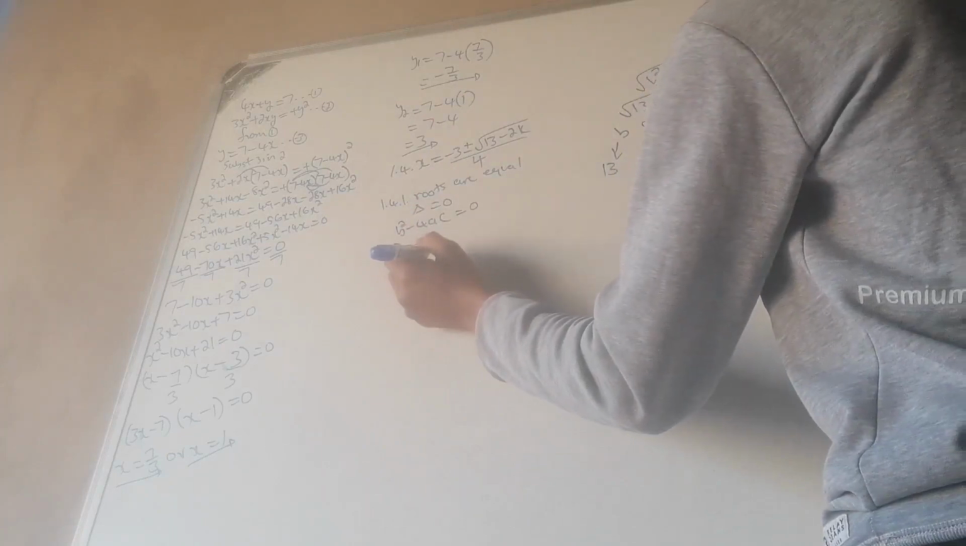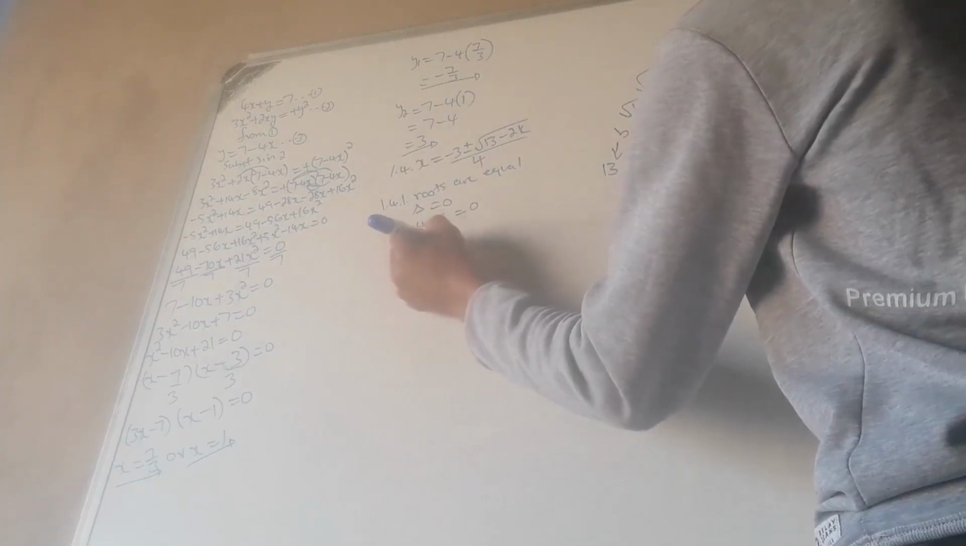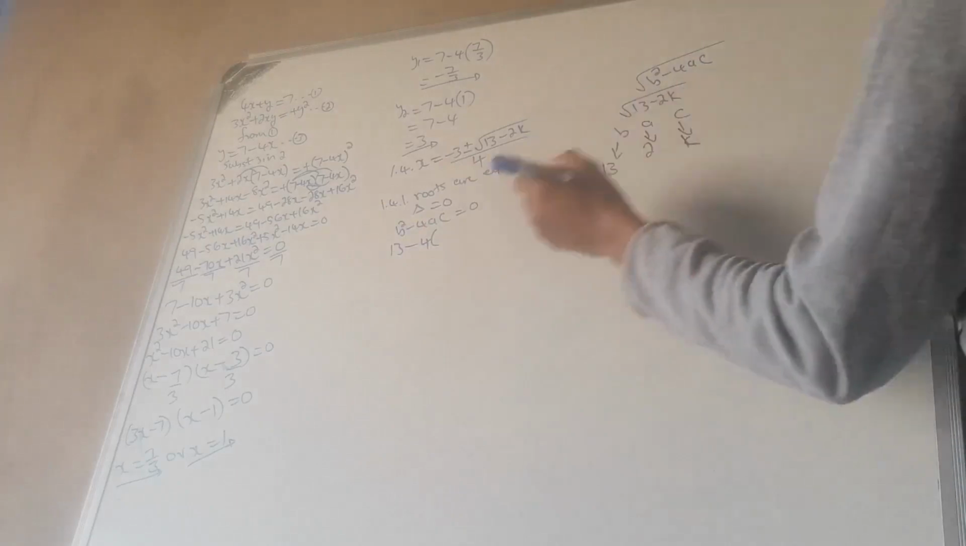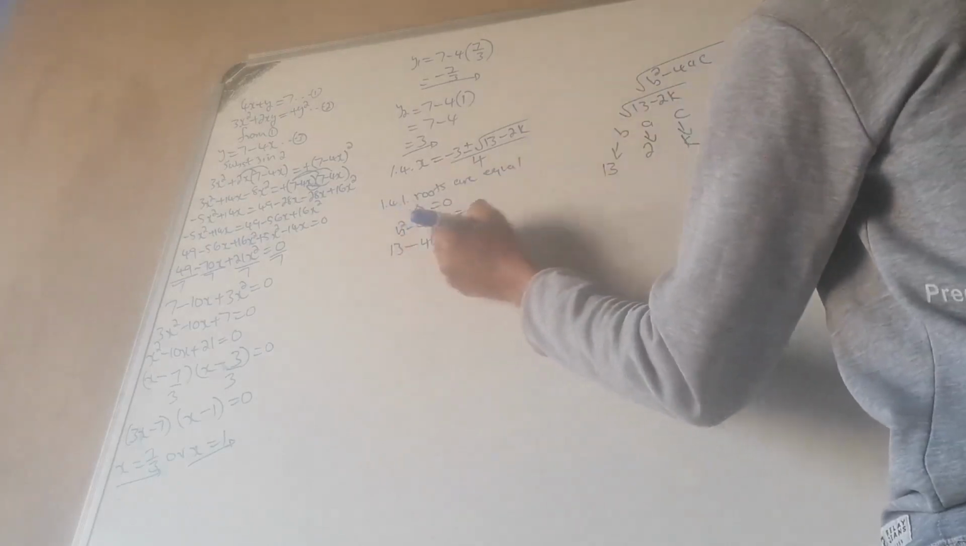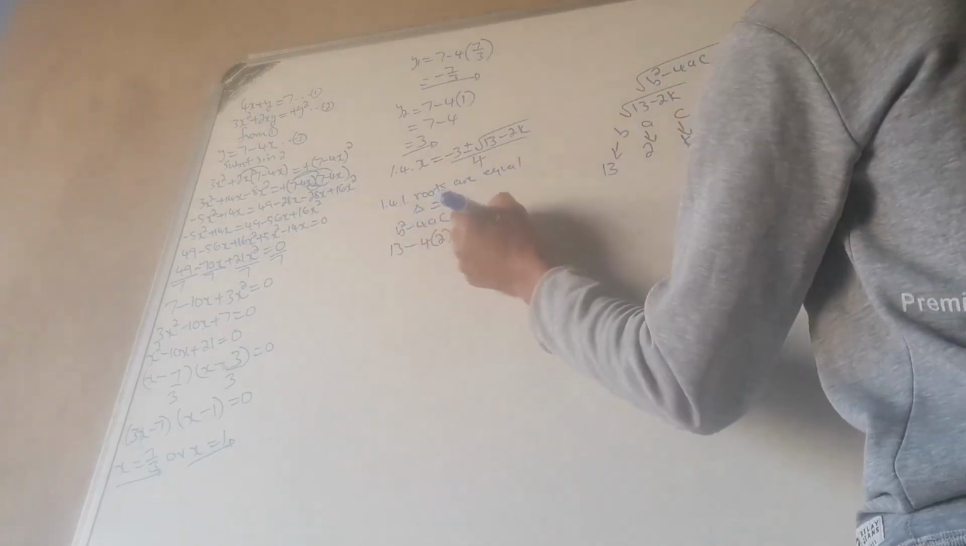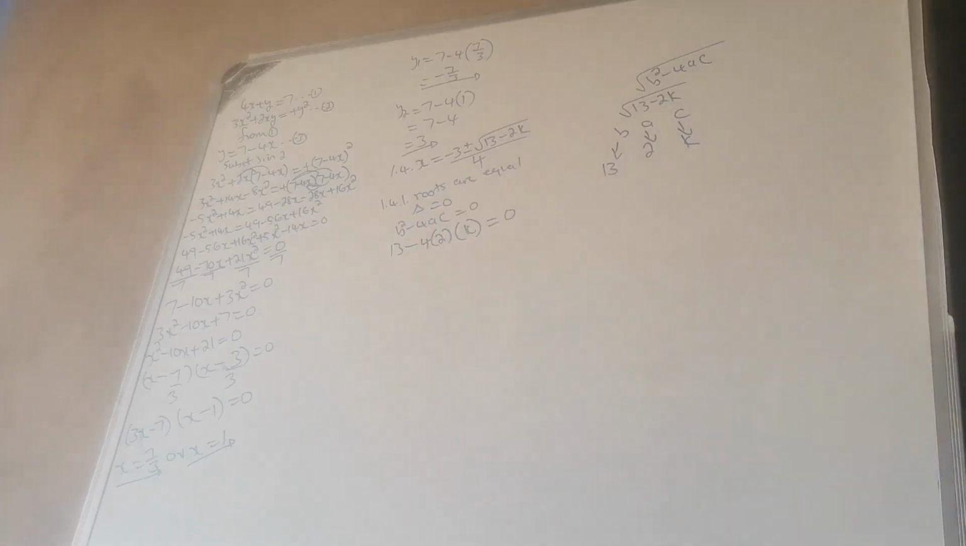Minus 4 into a, it's 2, into c, it's k. And this must be equal to 0. Is this making sense?